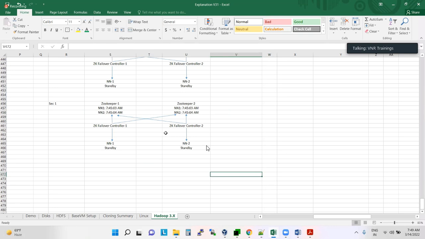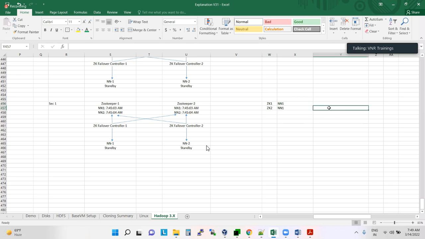Now in this scenario, as per zookeeper 1, who should become active? Name node 1. So zookeeper 1 is voting to name node 1. And as per zookeeper 2, name node 1 only. It means both the zookeepers are electing name node 1 only.